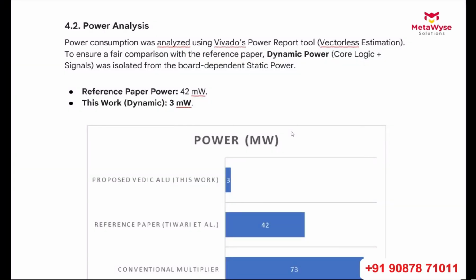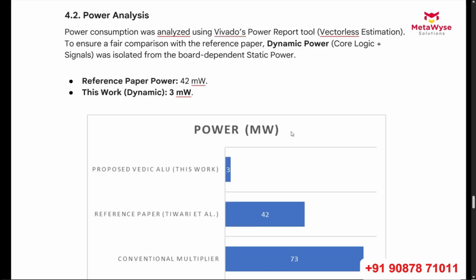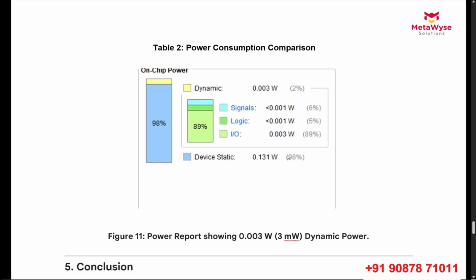Analysis, we basically measured it using Vivado simulation only. Now looking into it, we got a dynamic power of 3 milliwatts. Now this is very low, and this is only the dynamic power of the core logic and signals, not the actual board itself. The actual board uses around 130 milliwatts. That is static power.